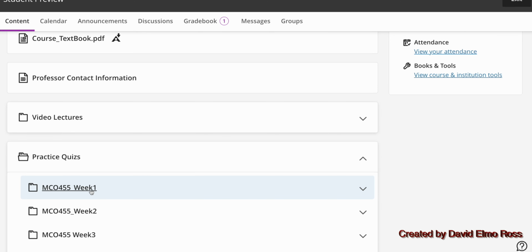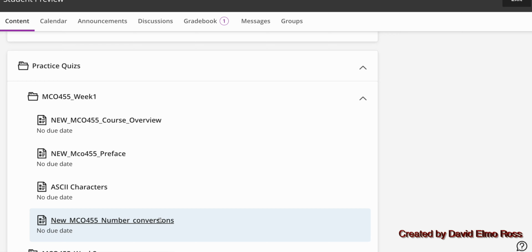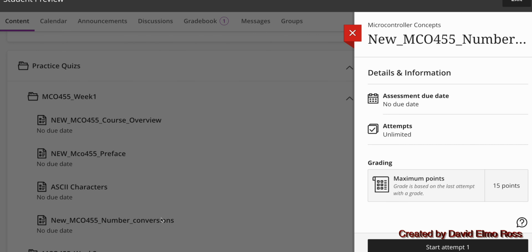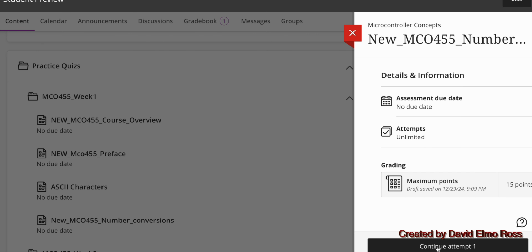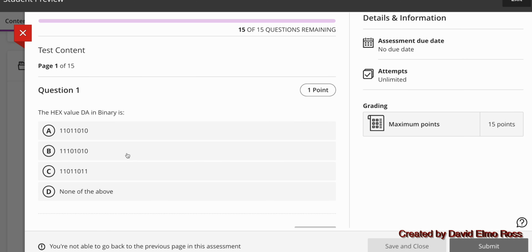For instance, if we look at MCO455 Week 1, we have a number of topics here. Let's take a look at the one for number conversions. What it's going to do is allow us to start an attempt here to ask us questions about how to do these various conversions and so forth, and give us lots of practice so we get an idea of whether we understand the material or not, and it gives us constant feedback, and we have unlimited attempts to do this, to practice the material that's going to be on the chapter quiz.